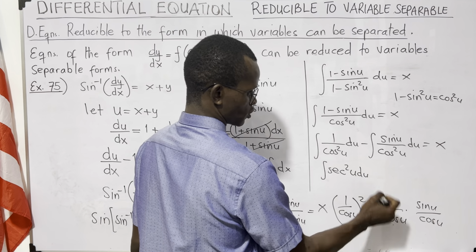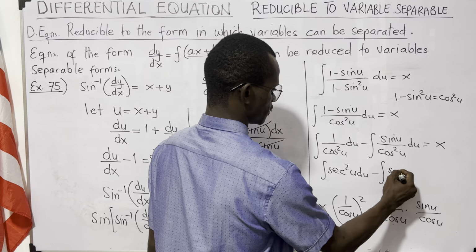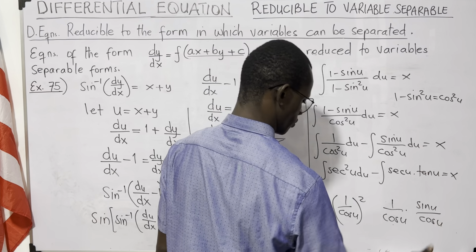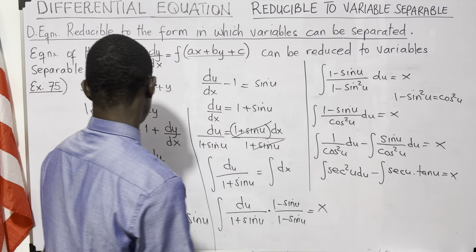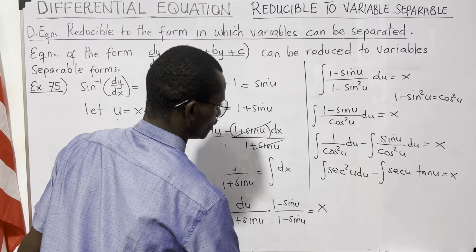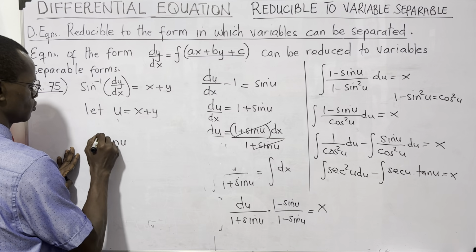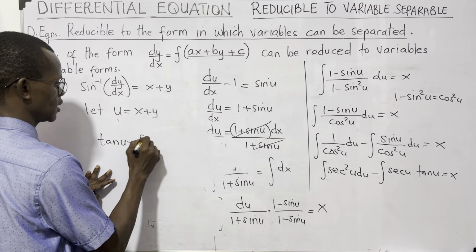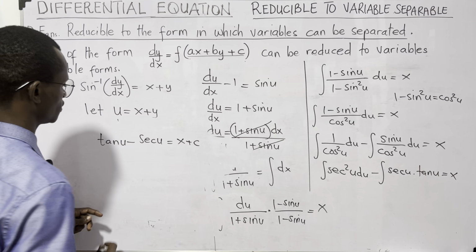So what is 1 over cos? 1 over cos is secant. So this gives us secant of u times sine over cos, which is tangent of u, equals x. Okay, further, we find the integrals now. The integral of secant square u du is just equal to tangent of u. And the integral of secant of u tangent of u is just secant of u, equals x, plus some arbitrary constant c.